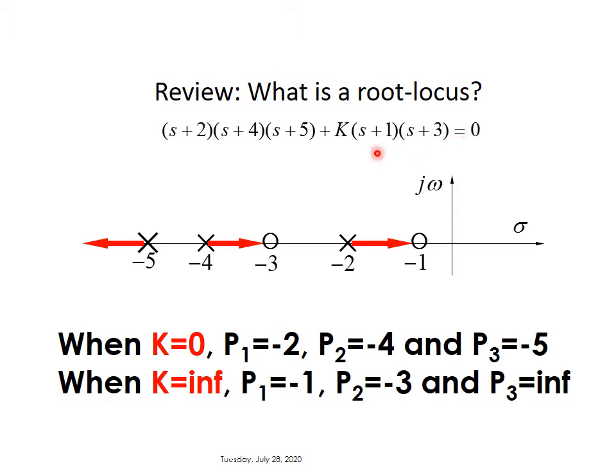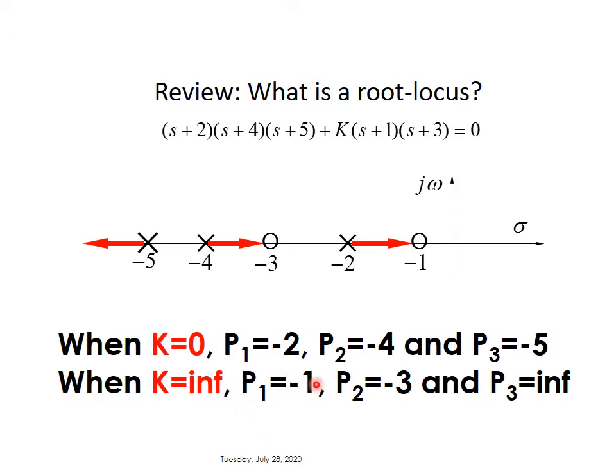So it means we will have basically how many poles we have. We can see there's one at minus 1, there's another one at minus 3, and we basically have another point, P3 at infinity. So there we go. At k equals infinity, we have P1 at minus 1, P2 at minus 3, and P3 at infinity.